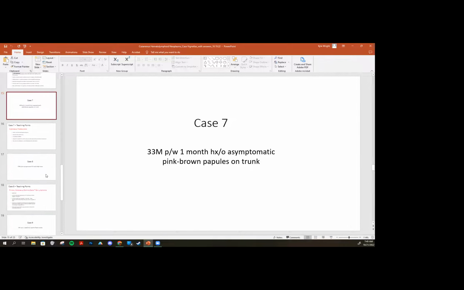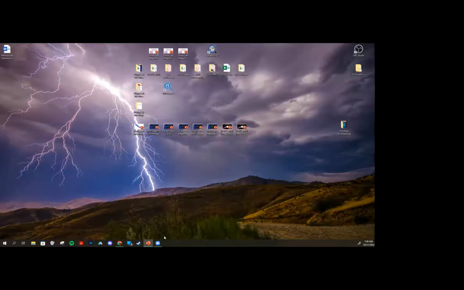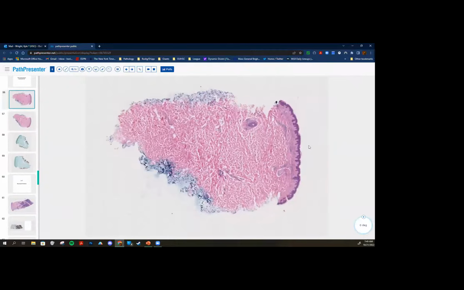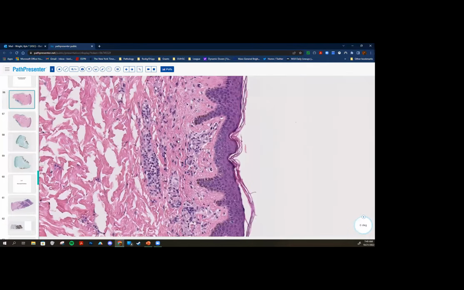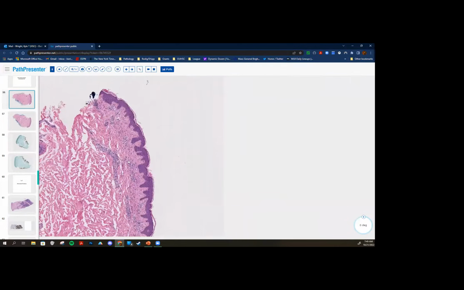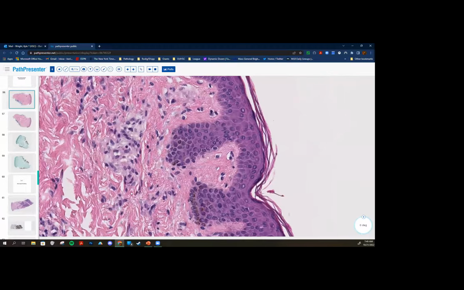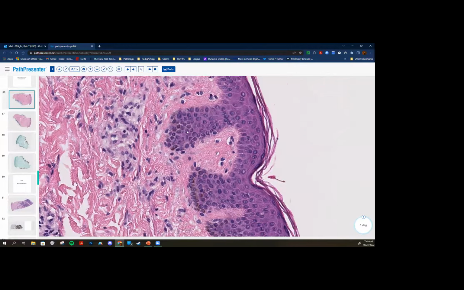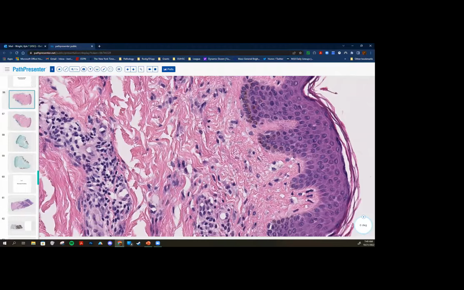Okay, we got a couple more cases to finish up on. Case number 7 is a 33-year-old male presenting with a 1 month history of asymptomatic pink papules on his trunk. I gave you 2 H&Es here, but we'll only look at 1. So a very paucicellular, not very impressive biopsy. The infiltrate, once again, is a superficial perivascular infiltrate. Not much going on in the epidermis.